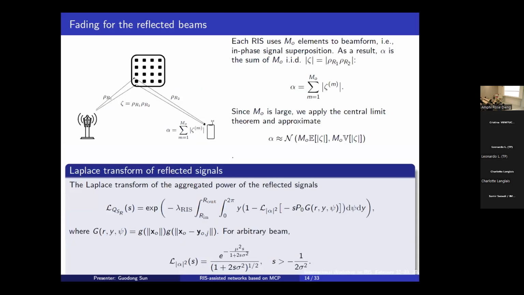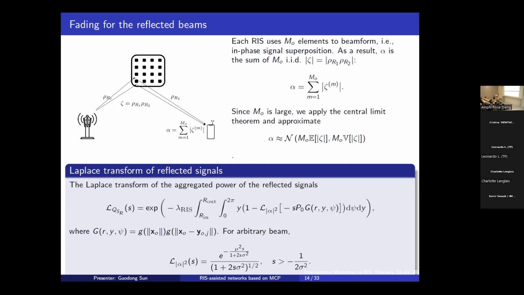A special attention given here is the fading for the small beams. Yesterday, we know that there is multiplication of path loss. There is multiplication of fading. So we are not physical specialists, so we use some assumptions. Here we assume the signal from the base station to each RIS element is denoted by one fading, rho 1, and the reflected one is rho 2. Then the product is zeta.